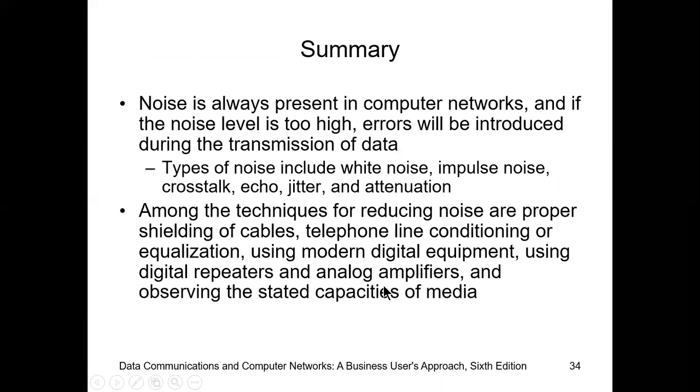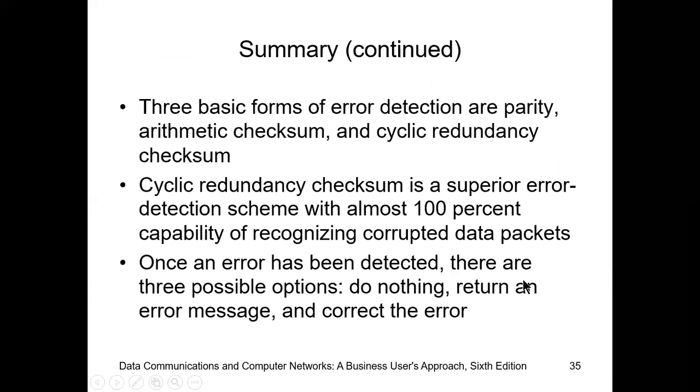Right, so now, what is the summary? What we've discussed is that noise is always present in computer networks, and if the noise level is too high, errors will be introduced during the transmission. That is a fact. The types of noise include white noise, impulse noise, crosstalk, echo, jitter, and attenuation. Other techniques can reduce noise, like shielding the cables, conditioning the lines, or using equipment that can boost signals, such as repeaters and amplifiers. All these can prevent noise.